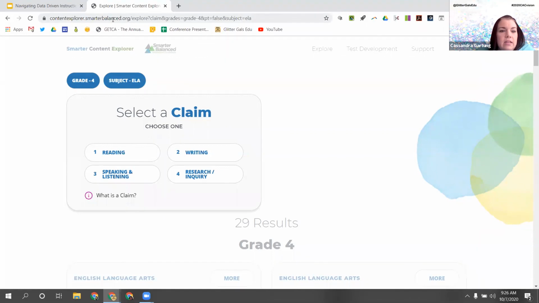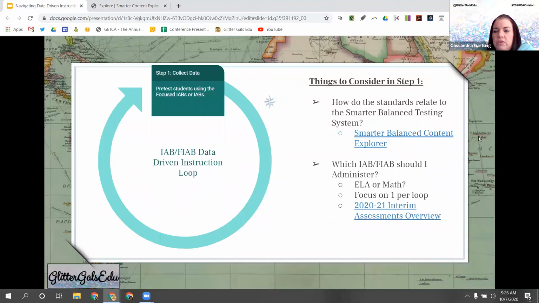So yes, I got it. I'll get it. Perfect. So she's going to post that live link to you guys. So that's one tool for you guys to use from Smarter Balanced to see how your standards are going to link up to the test.